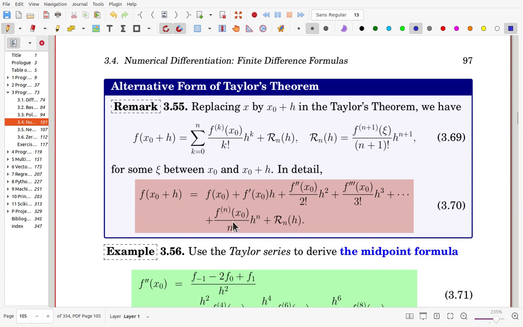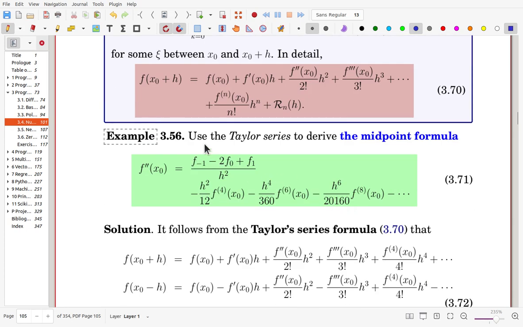And in detail, we can write this one. Rather than sigma notation, we write down the explicit details. Then we have that, and here that is Rn of h. We'll use this explicit formula to get the midpoint formula for f double prime. Here in this example, we use the Taylor series to derive the midpoint formula for f double prime at x0.